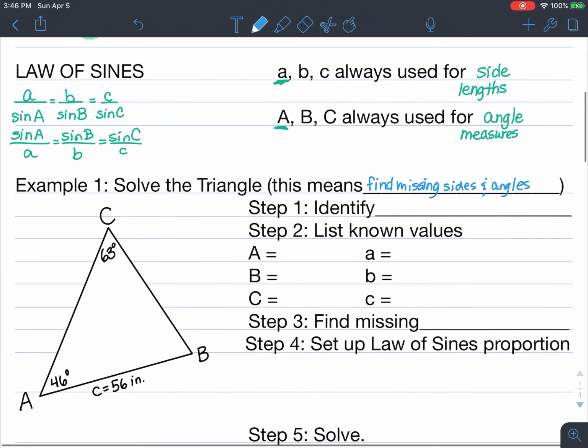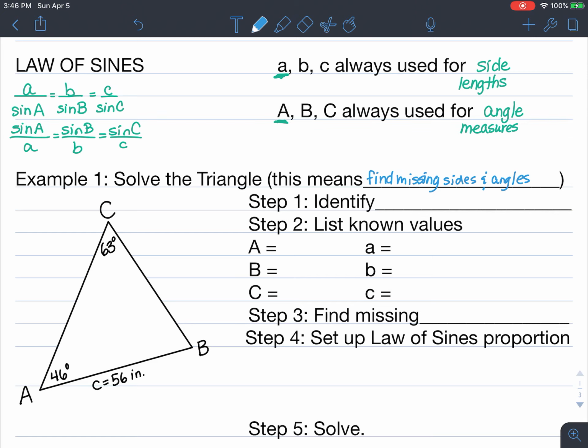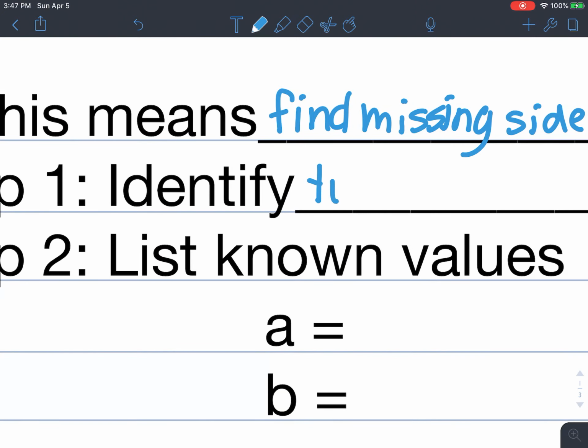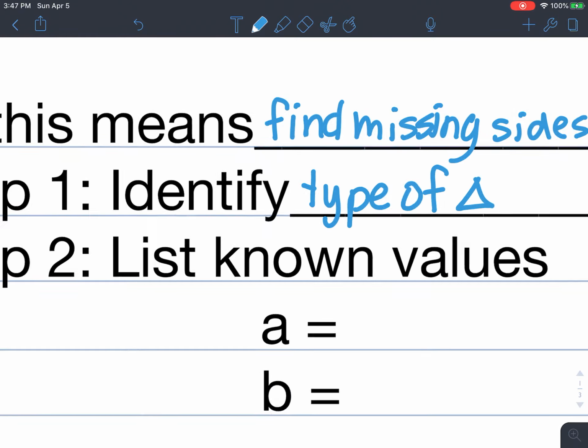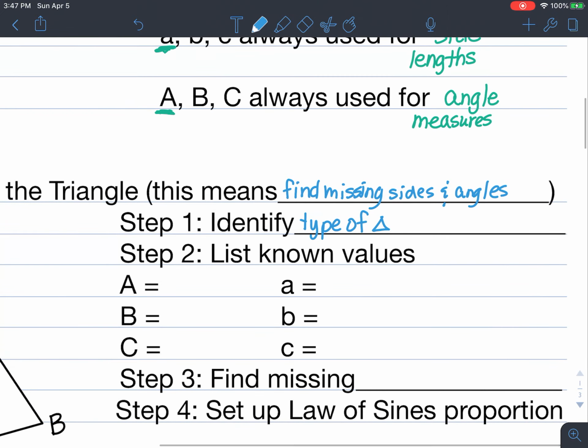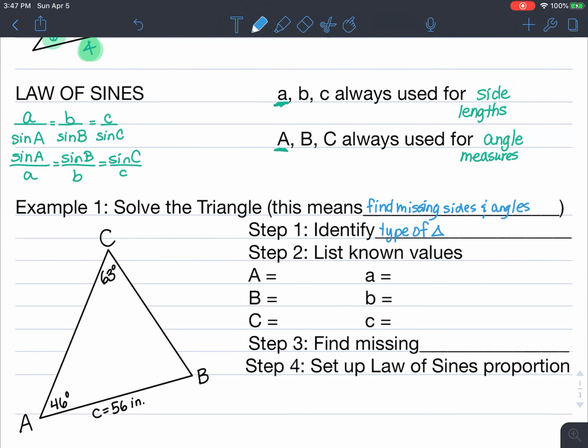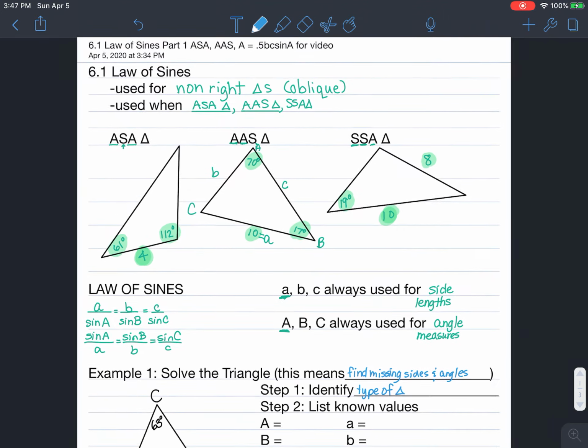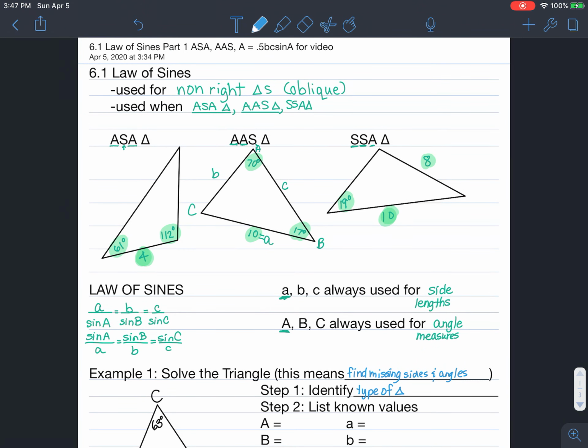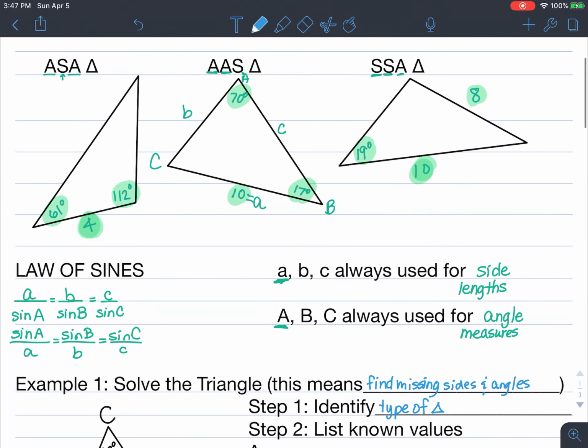All right, step one, we're going to look at our triangle and we're going to identify what type of triangle it is. Meaning, well, first of all, is it a right triangle? Because then we could just stop all of this. Is it an ASA, an AAS, an SSA? And of course, there are other types too. They just don't use the law of sines, and that would be SAS or SSS. But we'll get to those another day.